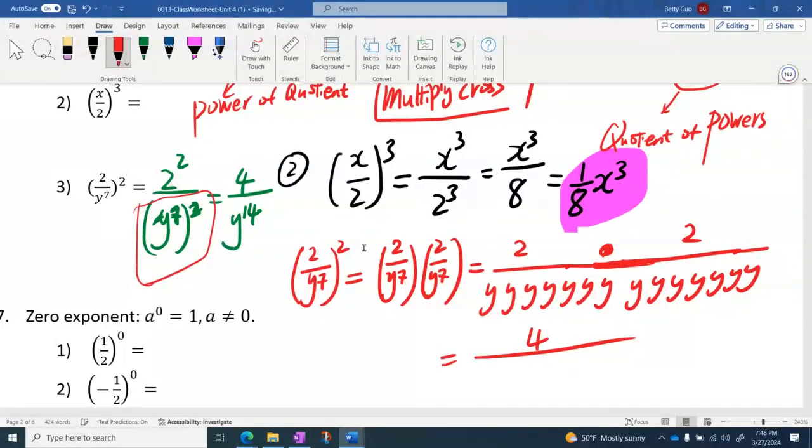2 times 2 is 4. And then in the denominator, you have 7 y's here, you have 7 y's here. You have in total 14 of them.